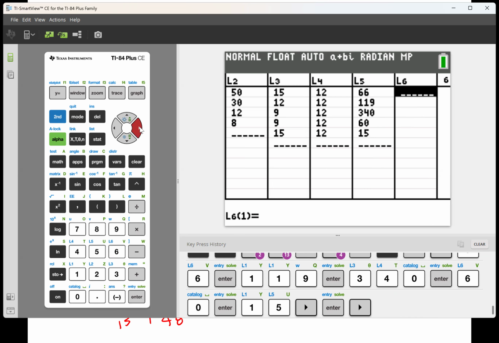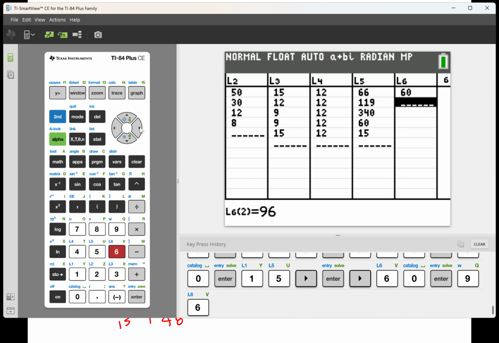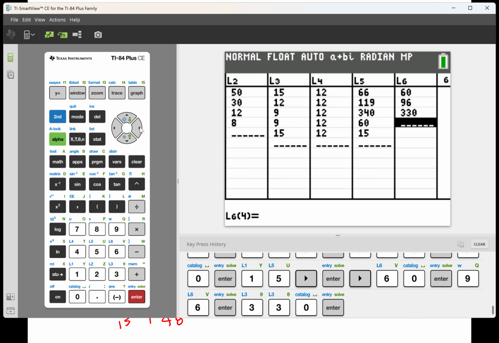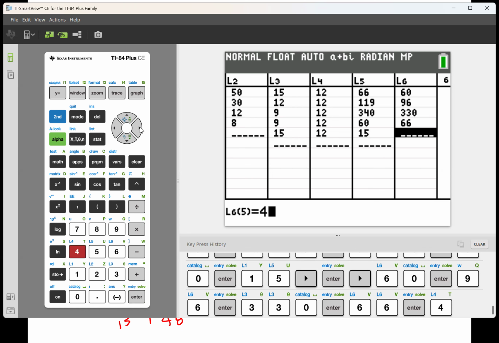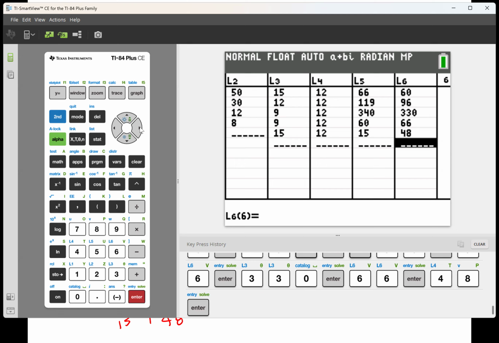What I expect would be 60. I'd expect 96. If the far west frequency is the same as the rest of the United States, then I would expect of the 600 families that 60 of them do not have a television. Okay. 330, 66, and 48. All right, so we're good. So now we're going to go run the test.